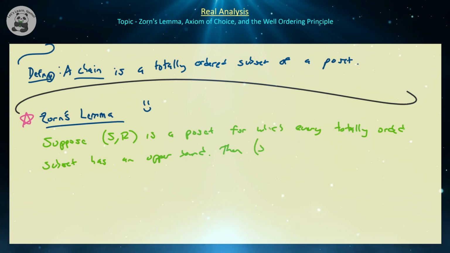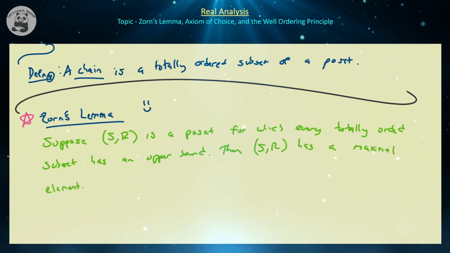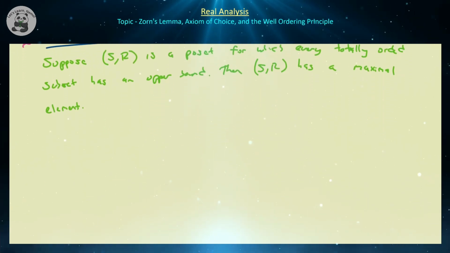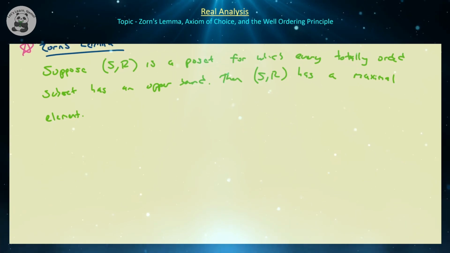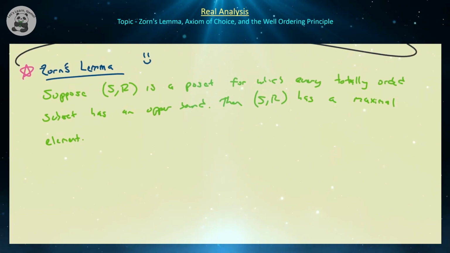If this is the case, then SR has a maximal element, right? So if SR is a poset for which every totally ordered subset has an upper bound, then SR has a maximal element. So let's explore Zorn's lemma for just a moment.